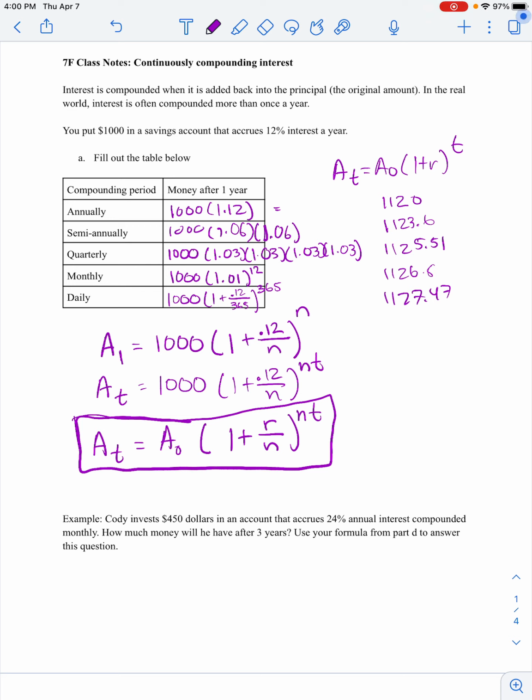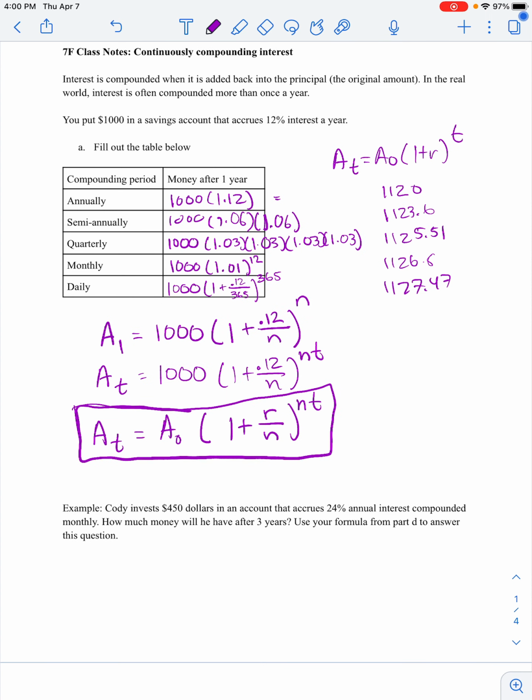For this example, you can pause the video and try it on your own to figure out if you understand how to use this formula. Otherwise, you can watch me do it. I just want to make one note here. n is the number of periods you split a year into.